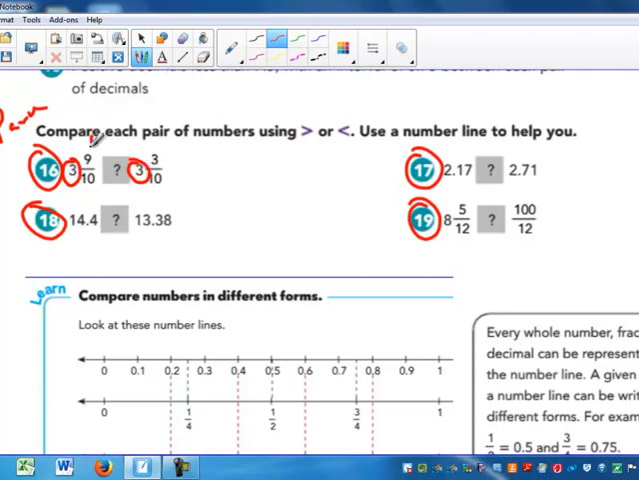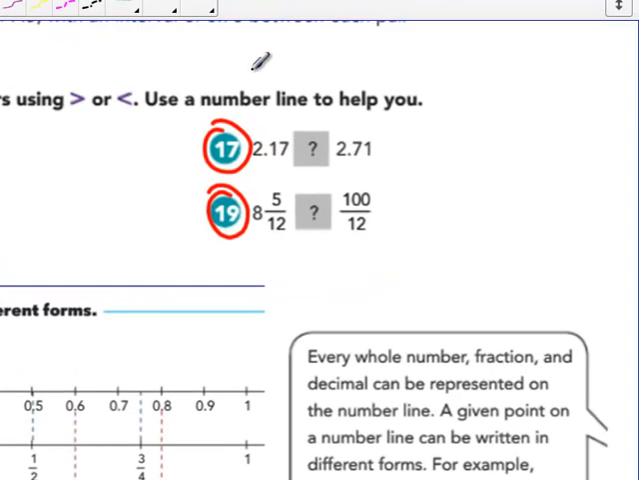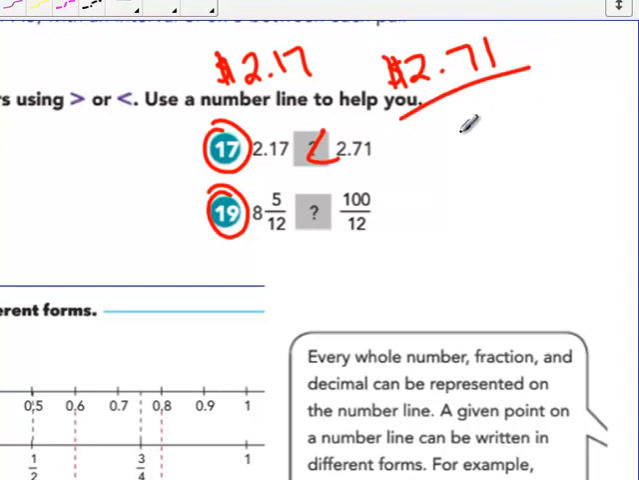But then I have a partial pizza. Fractions are just partials. So which one would I have more of a partial? Here I have 9 out of 10 slices. Here I have 3 out of 10 slices. Well, clearly the 9 out of 10 slices is going to be the larger portion. Okay, number 17. I have 2.17 and 2.71. Well, let's think about money. $2.17 or $2.71. Which one allows me to have more money? $2.71. So I, again, put the mouth of the inequality towards the $2.71.